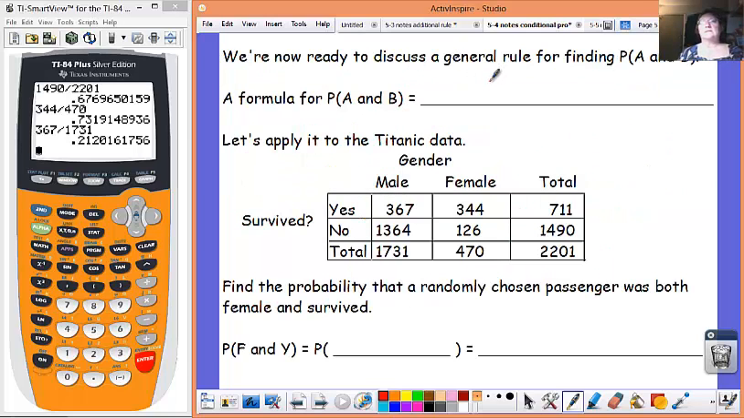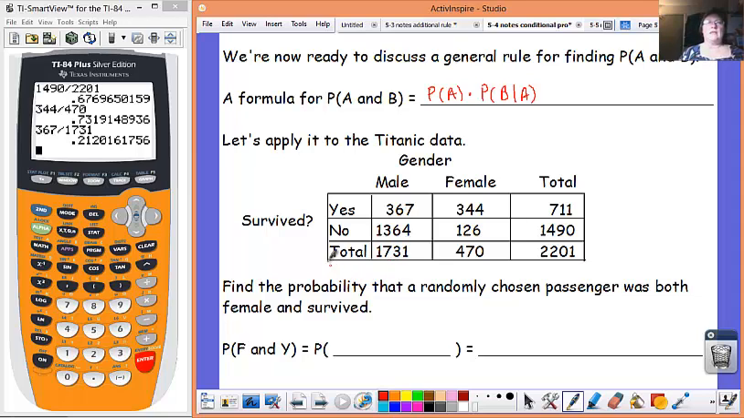We're ready now to discuss a second type of conditional probability, and that is a rule for finding the probability that 2 events both happen, the probability of A happening and of B happening. A formula for this looks like this: the probability that A happens multiplied by the probability that B happens given A has happened. Okay, so we're going to use what we did before to help us define this new type of probability, and we're going to apply it to the Titanic information.